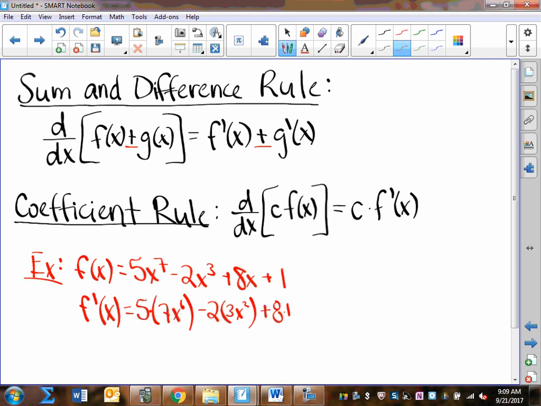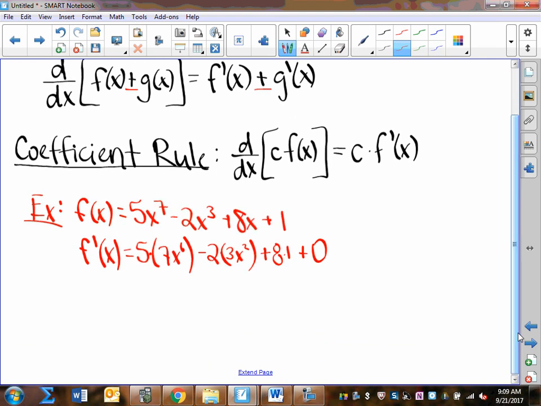And then what is my derivative of 1? 0. You don't have to write that in, I'm just going to write it in for this sake. So you could leave your answer like that on the exam. It's okay though to not have that 0, but let's just go ahead and simplify. What do we get here? 35x to the 6th, negative 6x squared plus 2. Alright, so this is my derivative.